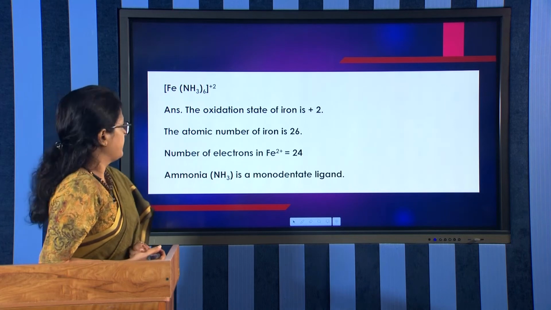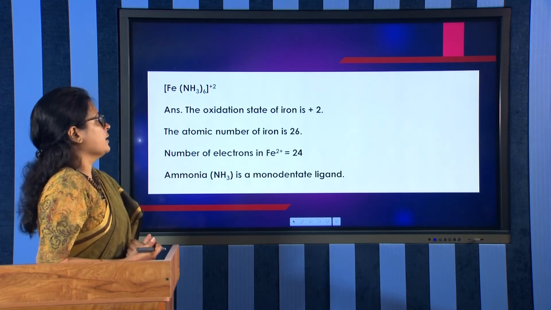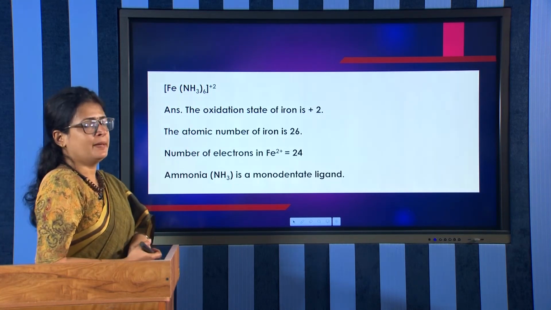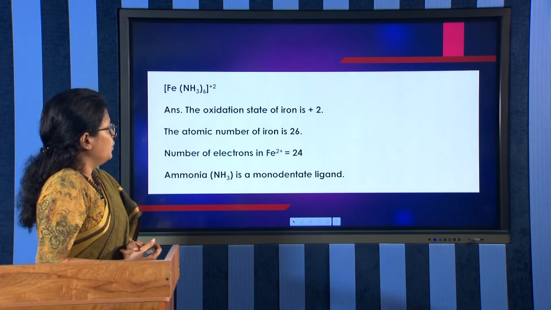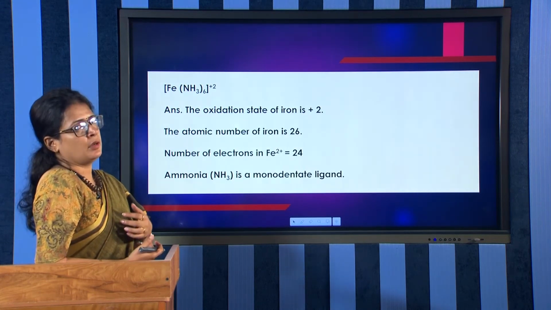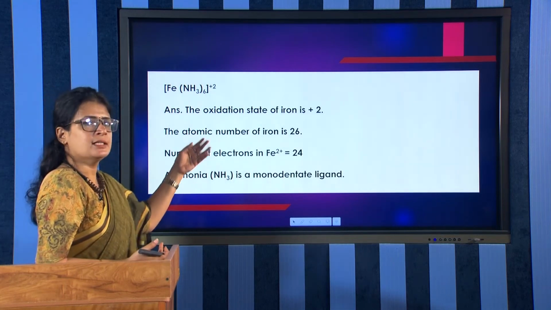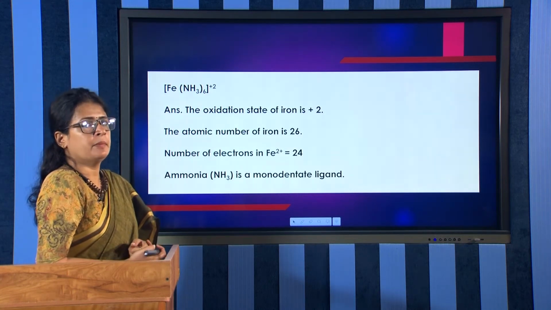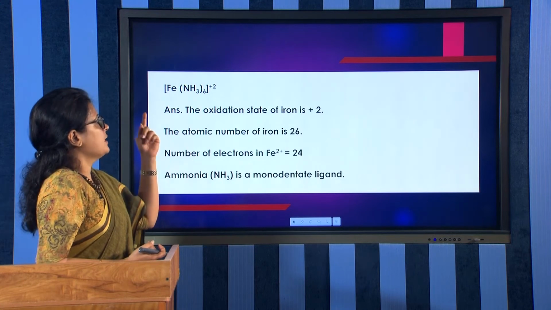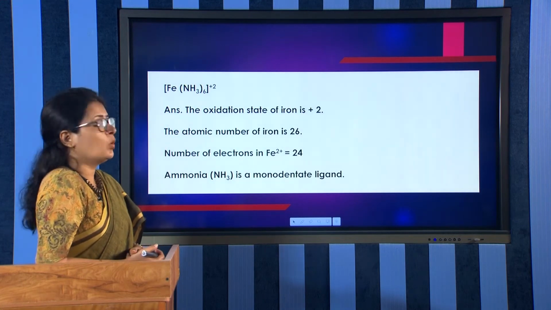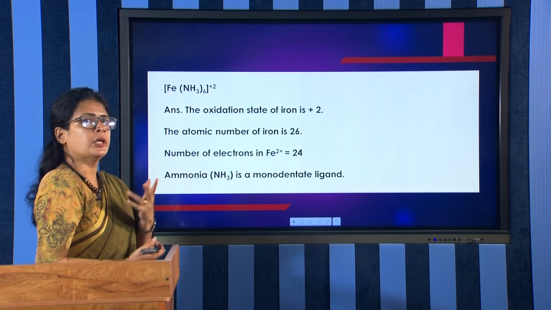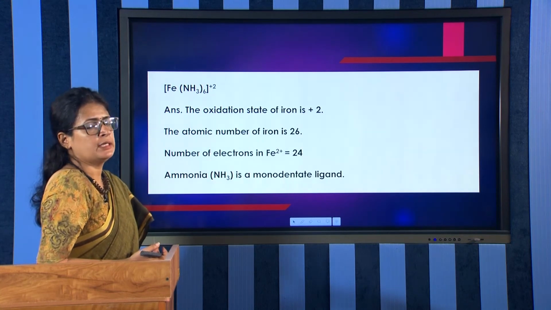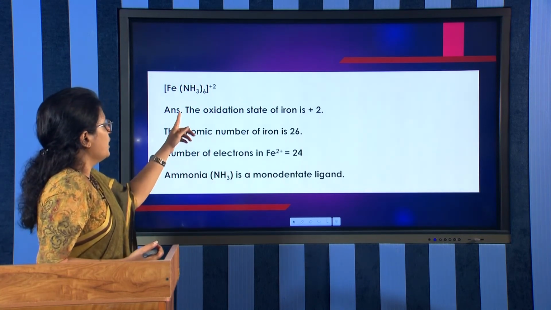Fe(NH3)6 2+. We have already studied how to calculate the oxidation state of iron, and it is found to be +2, so the Fe2+ state. In this case you can count the electrons using this method also. The atomic number of iron is 26. If iron is in the +2 oxidation state, 2 electrons are given by iron. So from 26, 2 electrons are gone, and now it is 24. And how many ammonia molecules are there?